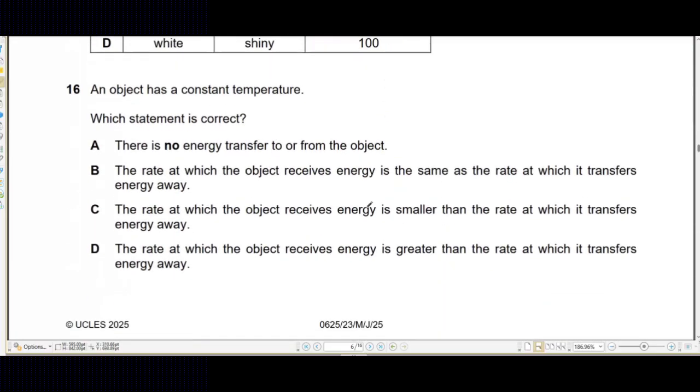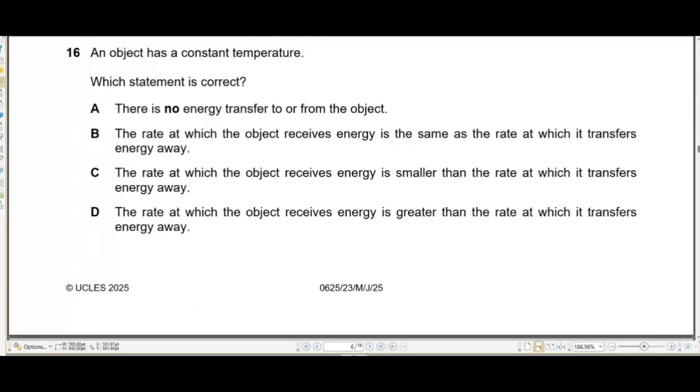Moving forward to question number 16. An object has a constant temperature. Which statement is correct? There is no energy transfer to and from the object. The energy is being transferred even if it is at a constant temperature. The energy transferred is going to be the same as the rate at which the energy is being received. So option B, the rate at which the object receives energy is the same as the rate at which it transfers the energy away. Yes, B is the correct answer.